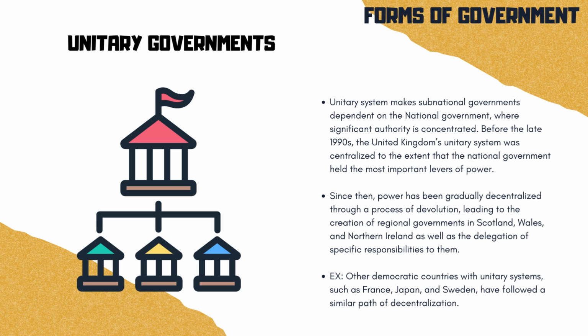Now, why would some countries choose a unitary state? Smaller, more homogeneous countries often choose a unitary state because it's easier to govern a smaller country from a central authority. It ensures national unity, everyone follows the same laws, and there's less conflict between the local and national governments. An example would be Japan. One national government controls the laws for the entire country.